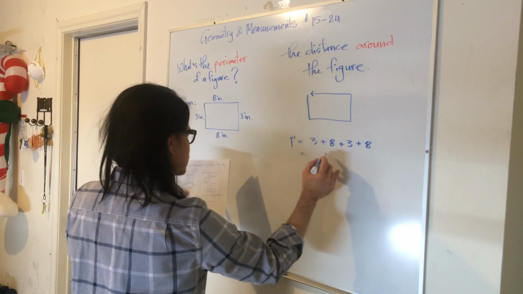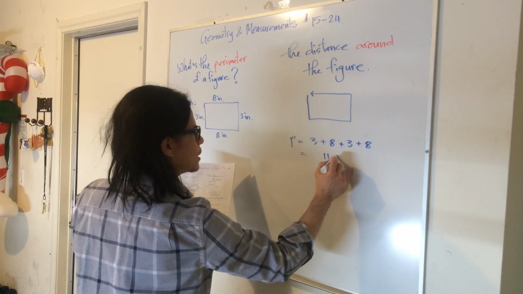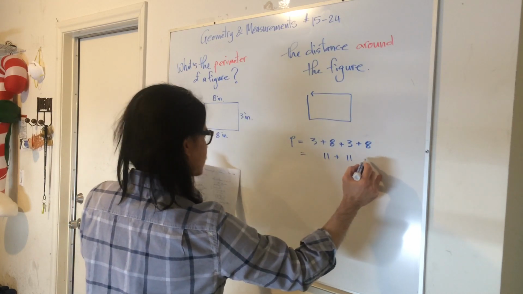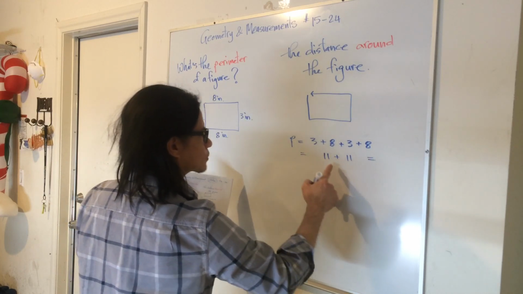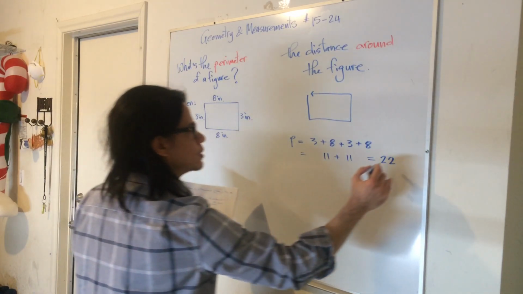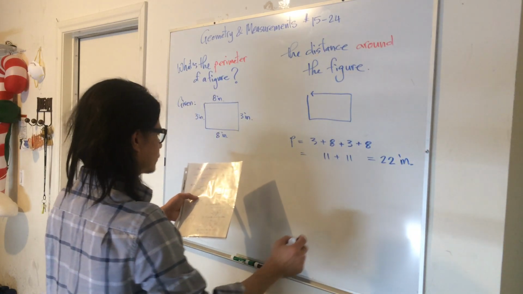So you can break this down into 11 plus 11 if you like. Okay, so altogether you get 22 inches.